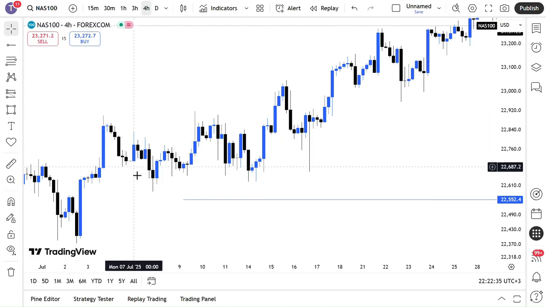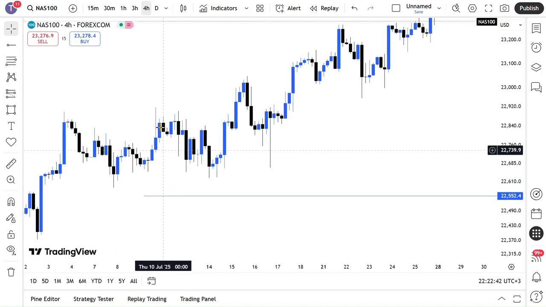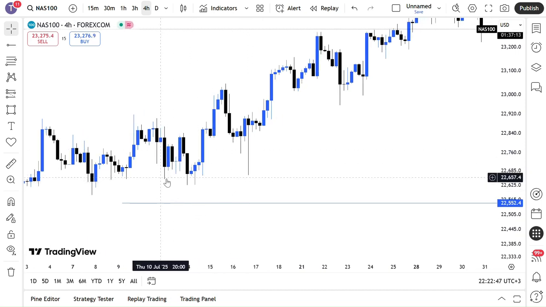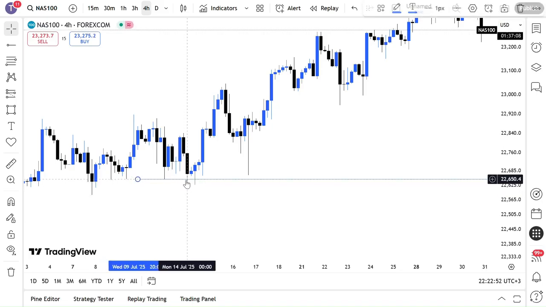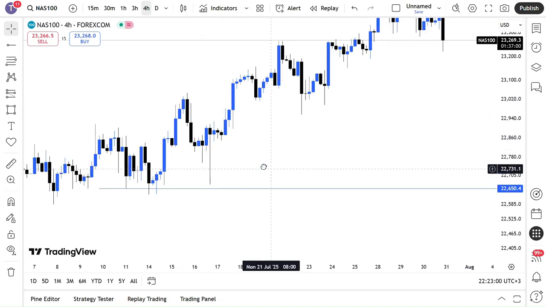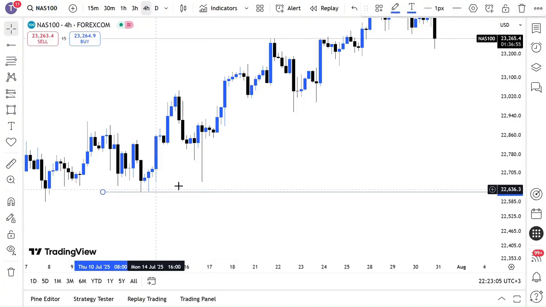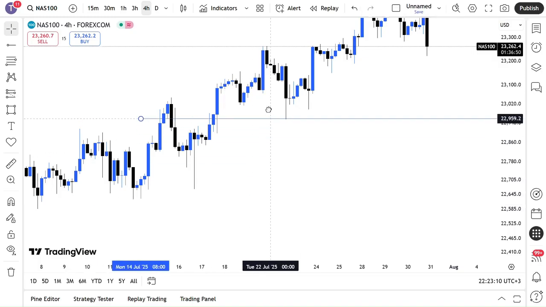So here we have the pullback after the break of structure, and then we have this push up to sweep liquidity up here, and then this pullback. After the pullback, we can see this low swept this liquidity. There is a sweep of liquidity here. This low here swept this liquidity before going up to break structure, and then the market came back down into the strong low. This is the strong low now, before going back upward to break another structure.